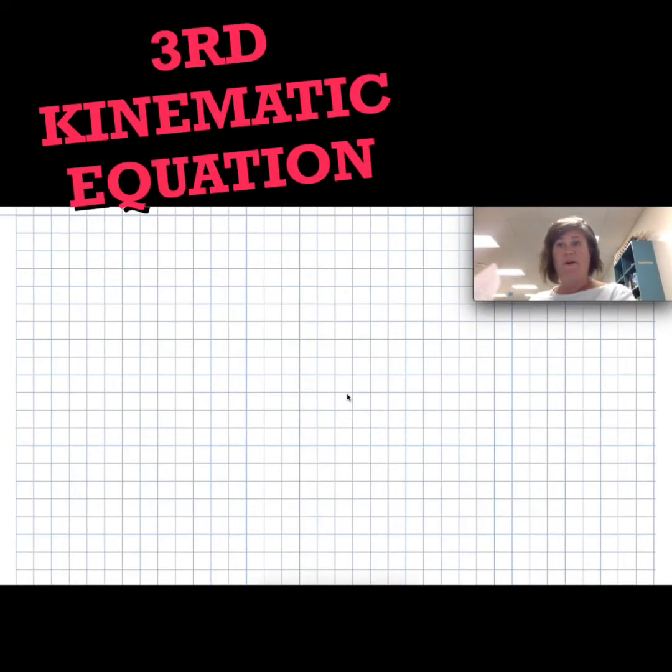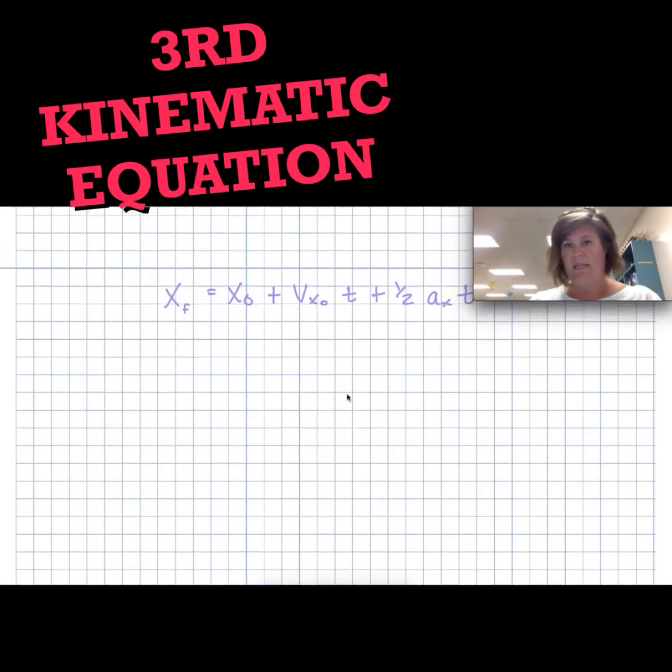Okay, for our third kinematic equation, and this one is on the sheet, it looks like this. It's x, and you can think of that as the final position, equals x naught plus vx naught times t plus 1/2 ax times t squared. I'm going to scroll that down so you can see that.